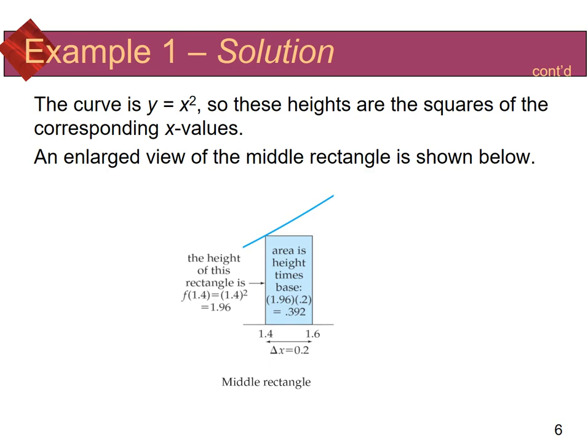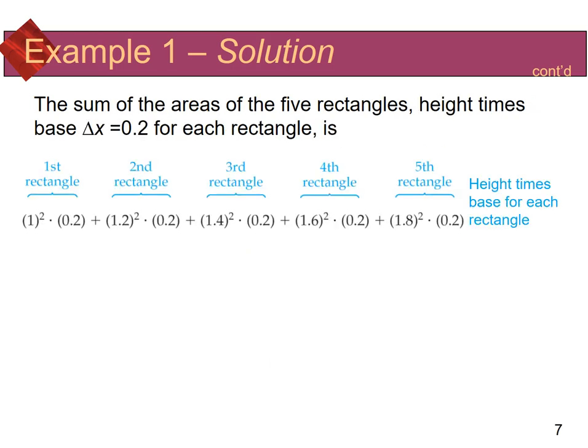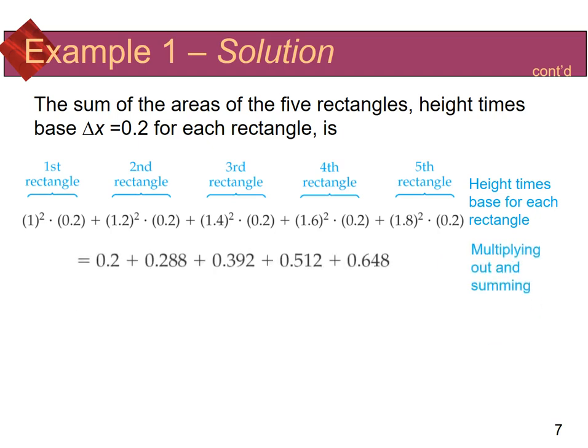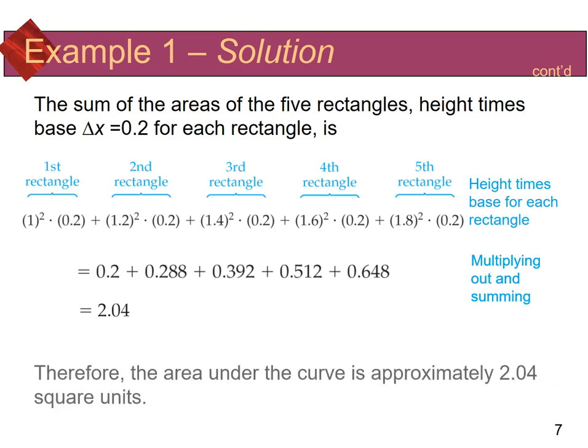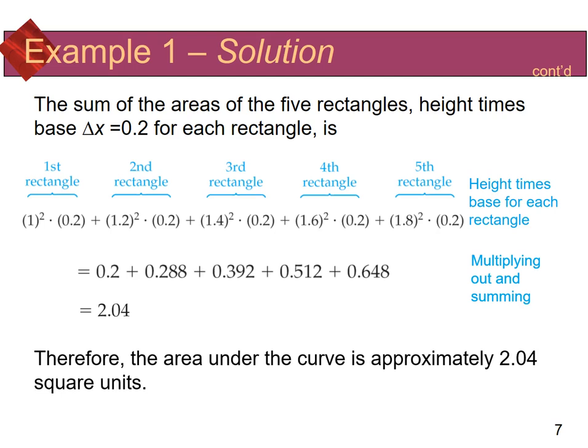So if we're looking to find these areas, I have the width of each one. I know where the heights are. So essentially, I have each one of these rectangles, and I calculate their area, which is just base times height, and I simply add them together and get about 2.04. Therefore, the area underneath the curve is approximately 2.04 square units.